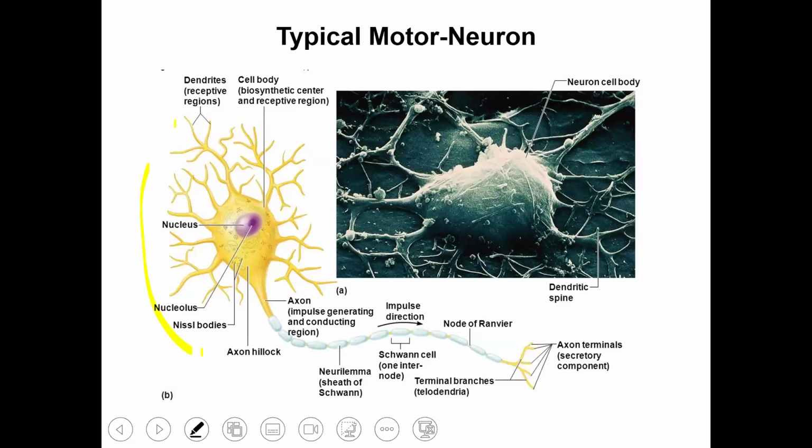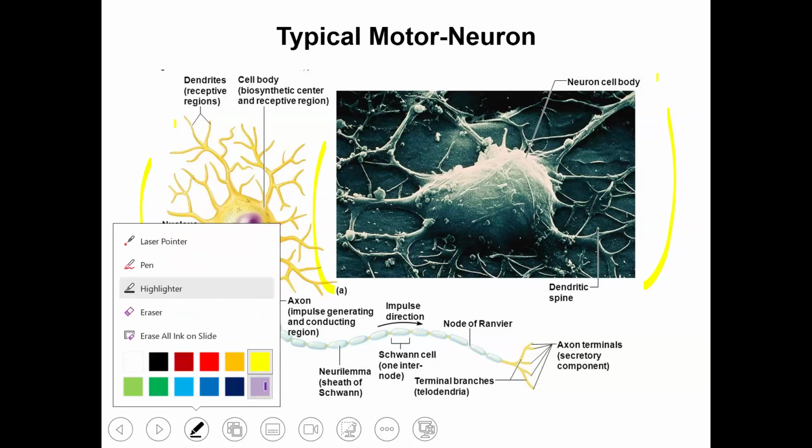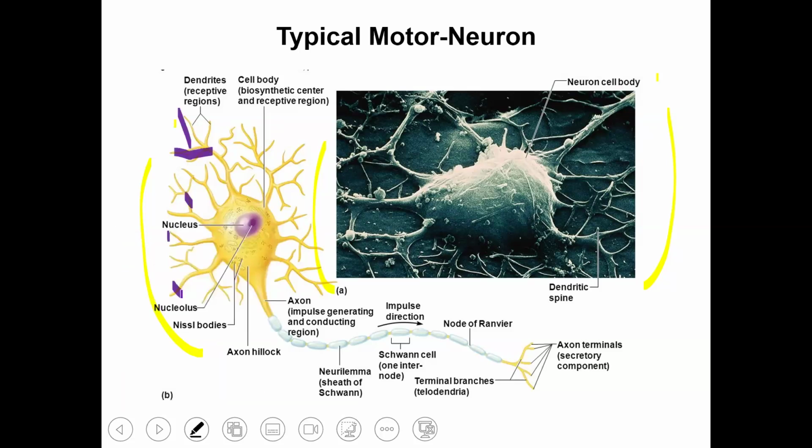So this is the typical motor neuron that we just discussed, but this is what it actually looks like. So you can kind of see it, right? So you can see the little dendrites here. These would be little dendrites here. And you can see the little spikes or spines on the dendrites right here.